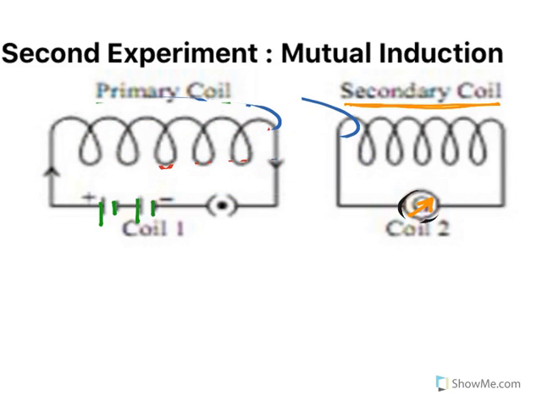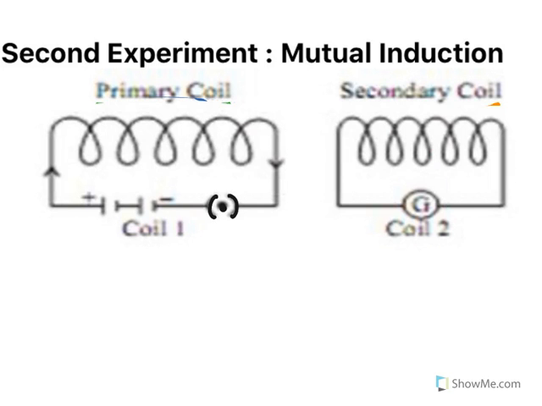The minute we switch off the current, the magnetic field is going to disappear. So now the secondary coil is suddenly in zero magnetic field. Which means it will again show deflection, but it will show deflection in the opposite direction. So what does the secondary coil experience? When you switch on the current, there is an increase in magnetic field. And when you switch off the current, there is a decrease in magnetic field. So there is a changing magnetic field associated with coil 2. And hence, current gets induced in this coil 2.